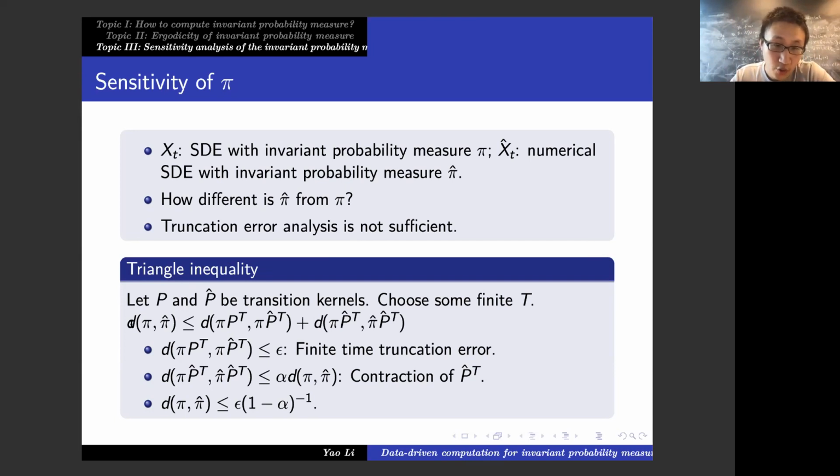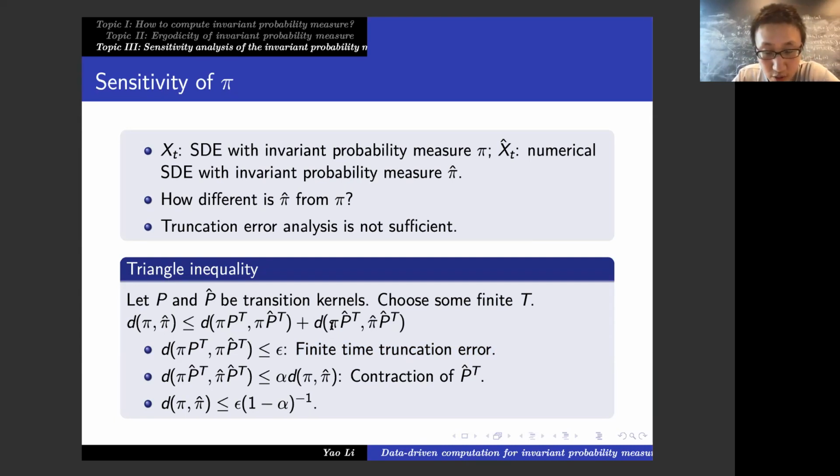So you want to measure the distance between pi and pi hat. I let p and p hat work on pi, and then I let p hat work on both pi and pi hat. Then you separate this error into two parts. The first part is just a finite time truncation error. That's something that we all know how to do from the graduate numerical analysis course.